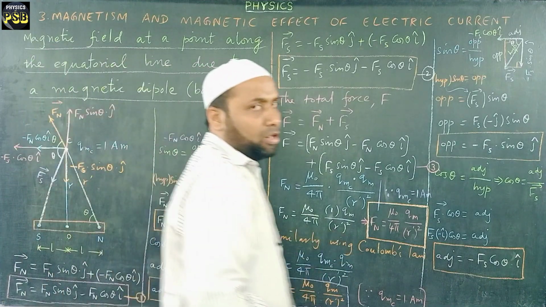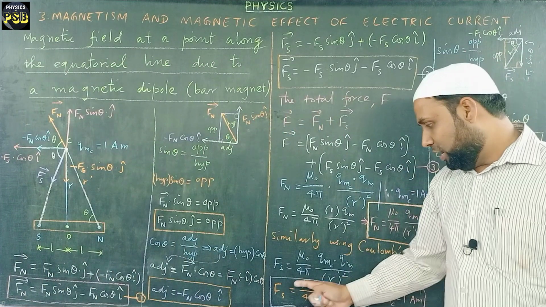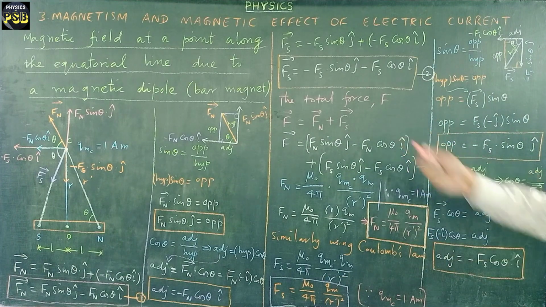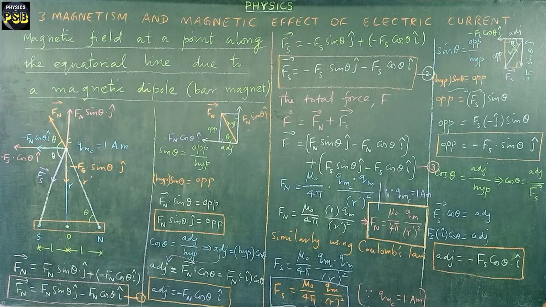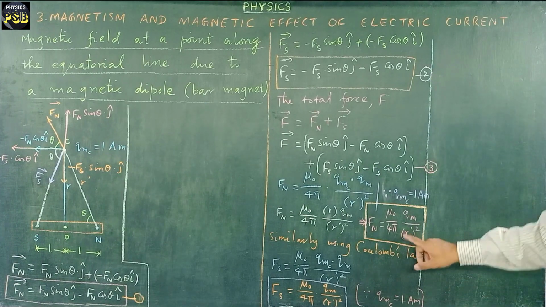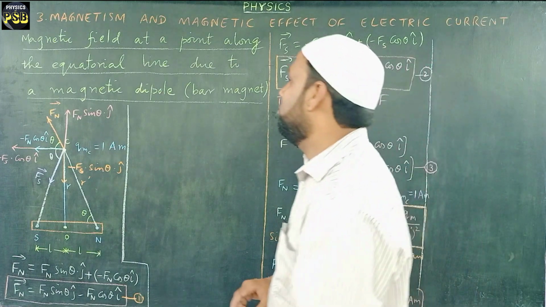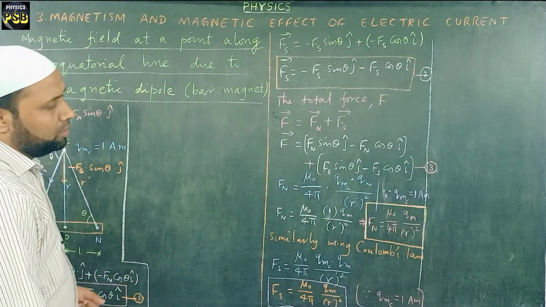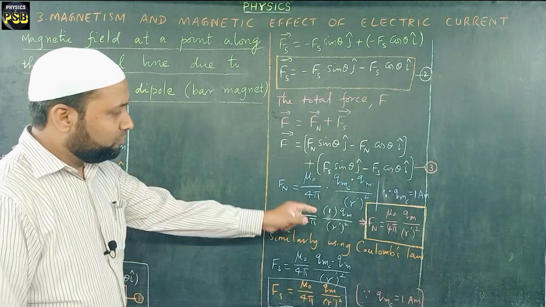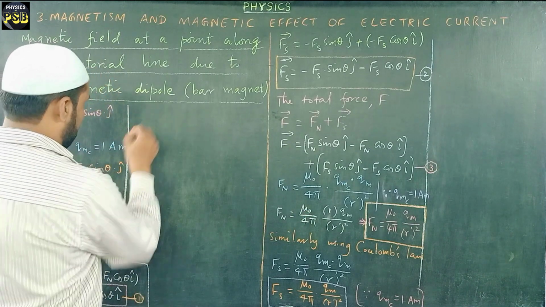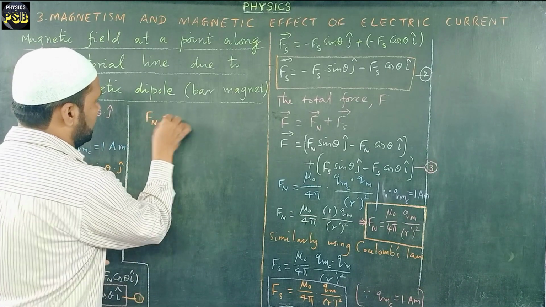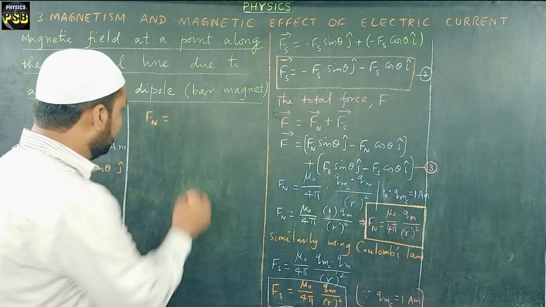Now we obtained the expressions for Fn and Fs. So the amounts of Fn and Fs are obtained here. This I am going to use here in equation 1 and equation number 2. From these two expressions of Fn and Fs, it is clear that the magnitude of Fn is equal to the magnitude of Fs.